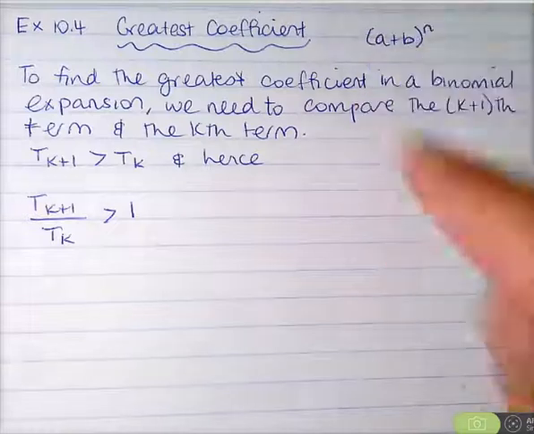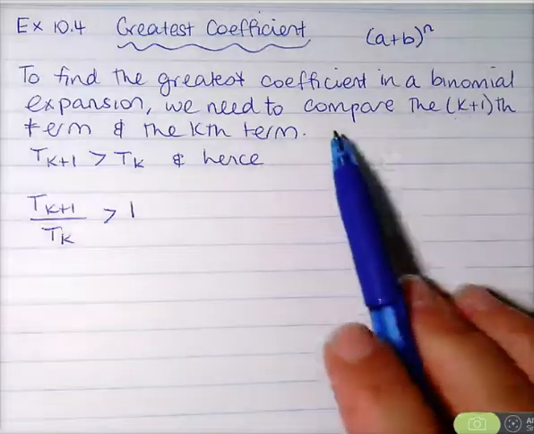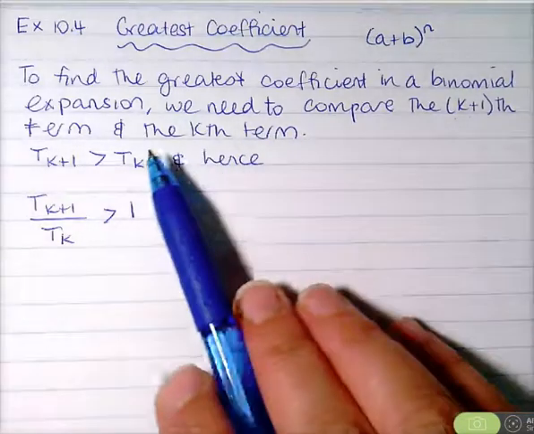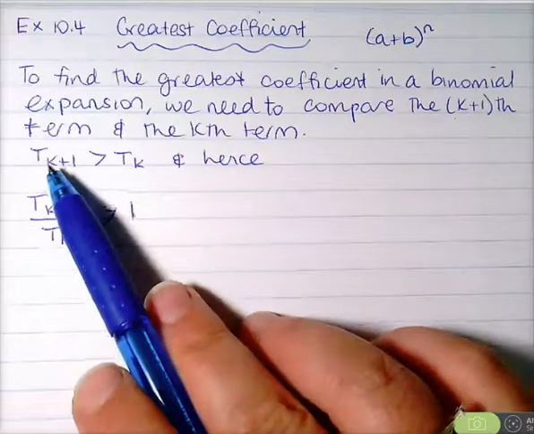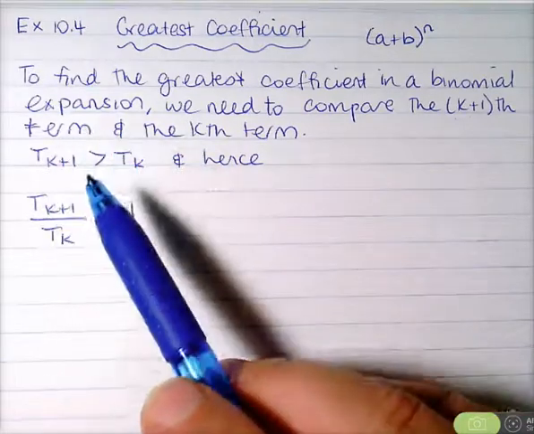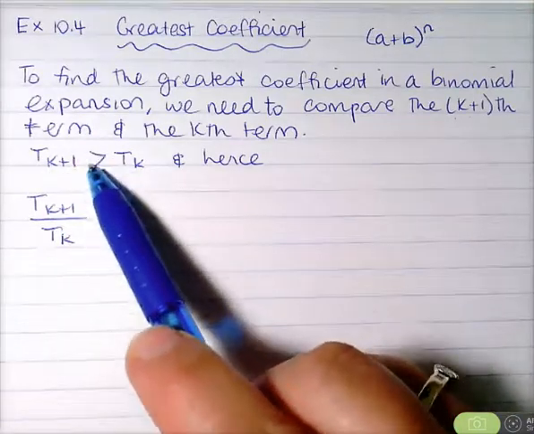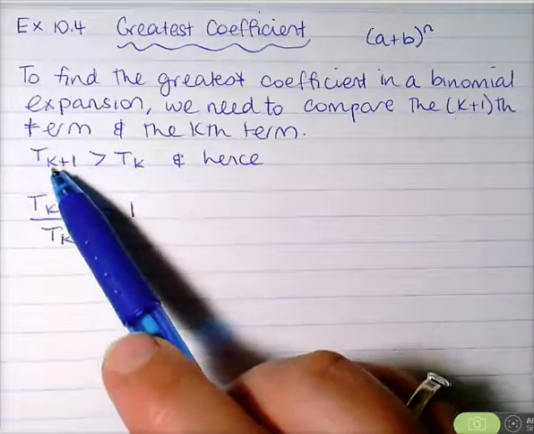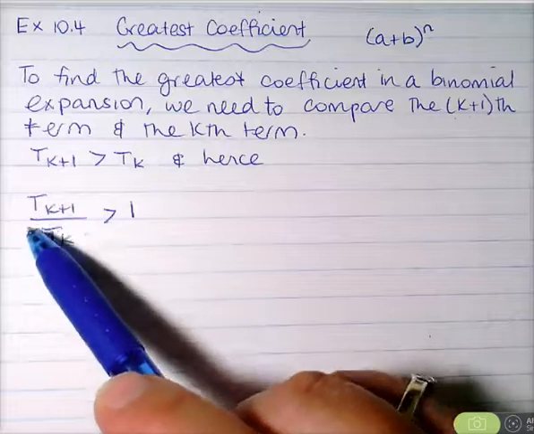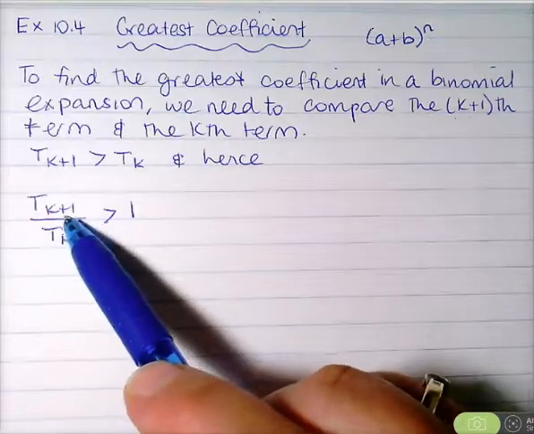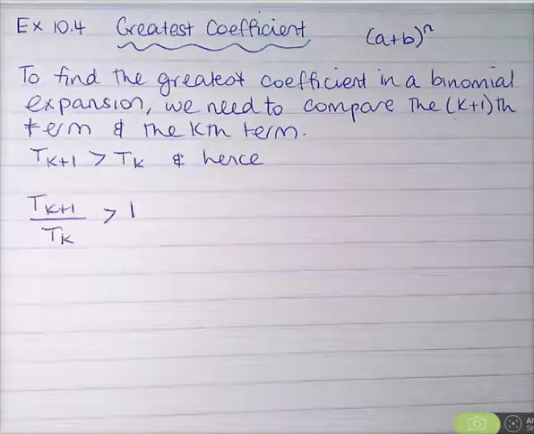And what we notice in a binomial expansion, for examples such as the expansion (a + b) to the power of n, is that the coefficients go up and then they will come back down. So to find the greatest coefficient, the k plus 1th term has to be greater than the kth term. In this exercise, we'll come up with an expression for the k plus 1th term, and that needs to be greater than the kth term. And if the k plus 1th term is greater than the kth term, then t sub k plus 1 over t sub k must be greater than 1, and that's what we're going to do.